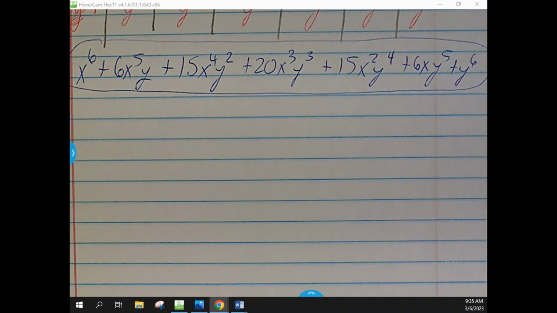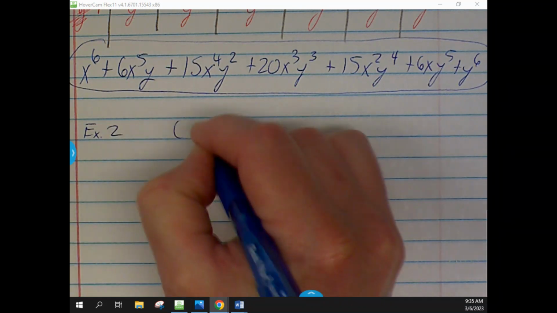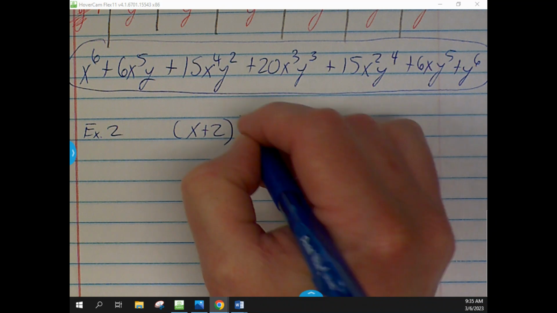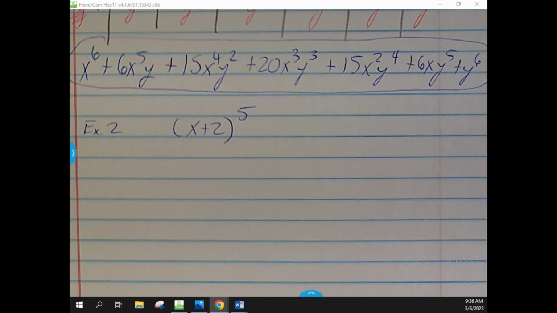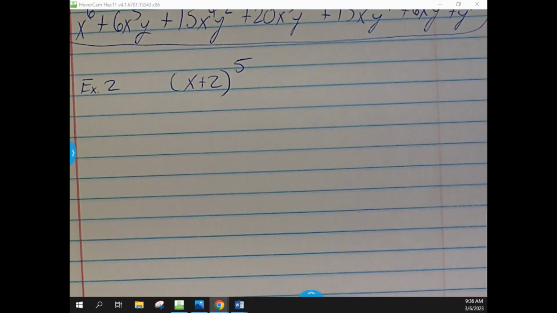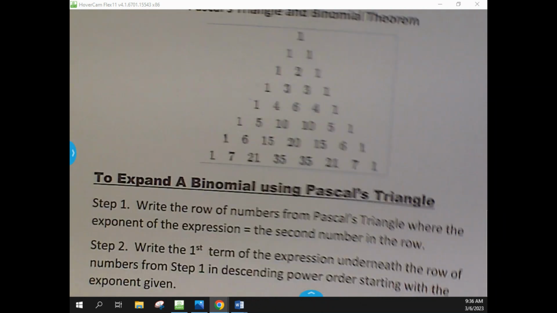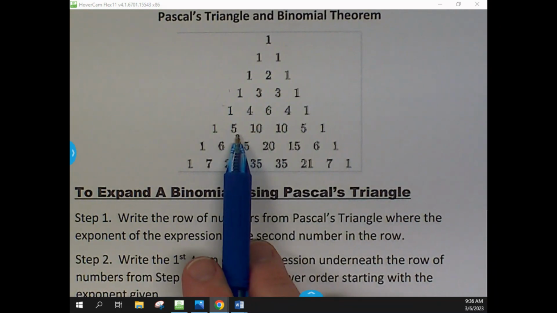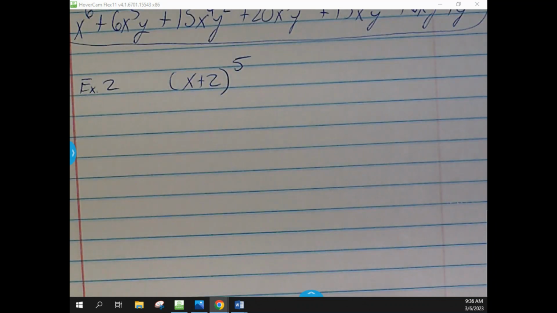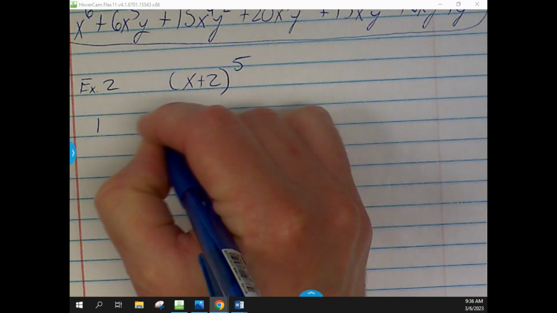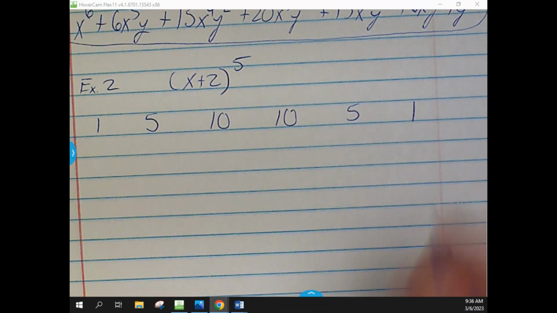All right, now let's show you one where we've got a number, like we were doing earlier. Let's do x plus 2 to the fifth power. Okay, so that's x to the fifth. So we need the number over here that's got 5 in the second number. So we need 1, 5, 10, 10, 5, 1. So we got 1, 5, 10, 10, 5, 1.